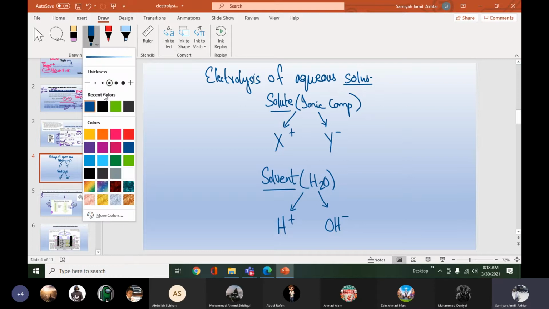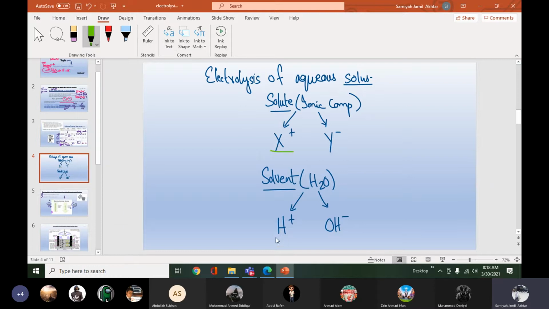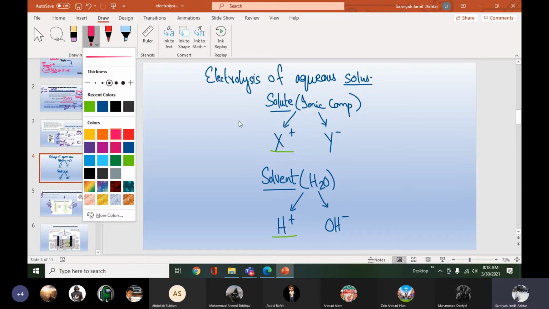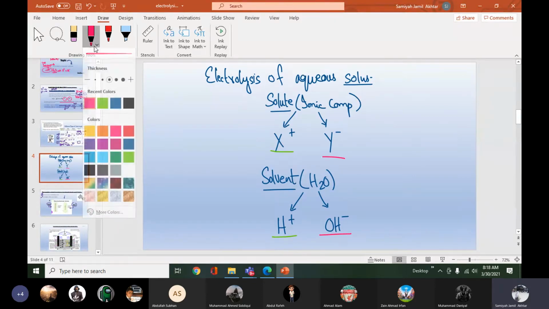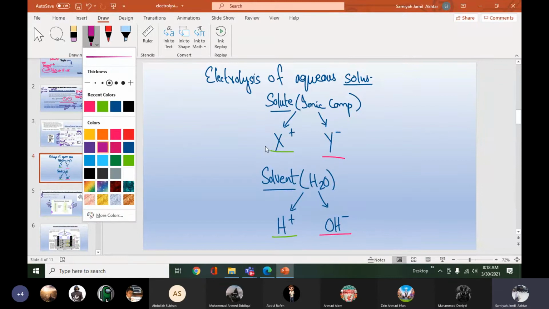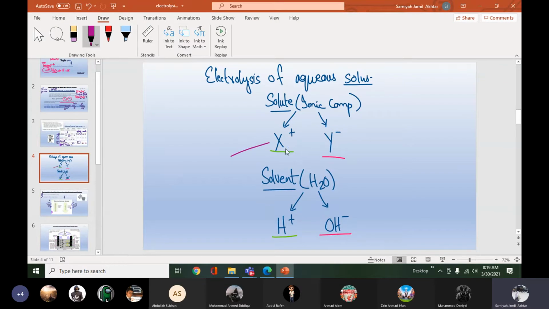So in this electrolysis we are actually getting two cations and two anions: X positive and hydrogen positive, Y negative and hydroxide negative. So two positive ions and two negative ions. Now we have to decide which ion will discharge. Both positive ions, X positive from the ionic compound and the hydrogen ion, will go towards the negative cathode, and Y negative and hydroxide negative will both move towards the positive anode, but only one will discharge, only one will win.